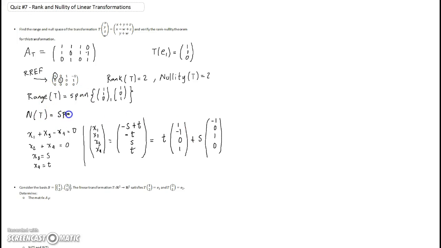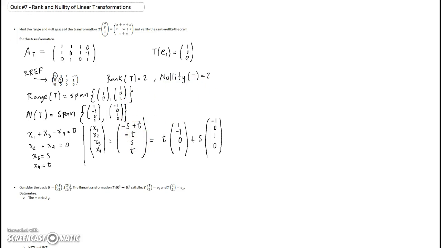So we're going to have the span of 1, -1, 0, 1, and -1, 0, 1, 0. So we have the range, we have the null space.